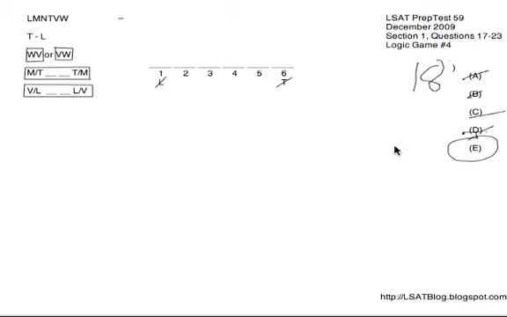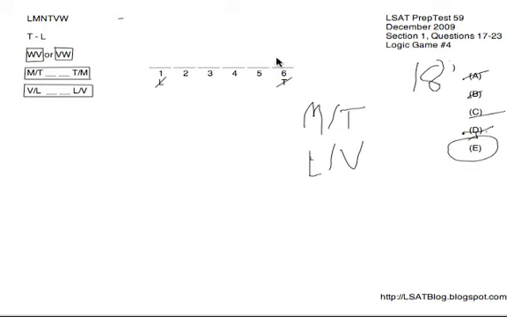Now, of course, I'm actually going to look at choice E for number 18. N and W separated by meetings in exactly 2 other cities. Now, this has to be true because M and T, as well as L and V, have to go exactly 2 spaces apart from each other. So, M and T 2 spaces between them, L and V 2 spaces between them. That has to happen on 1 and 4, 2 and 5, or 3 and 6.